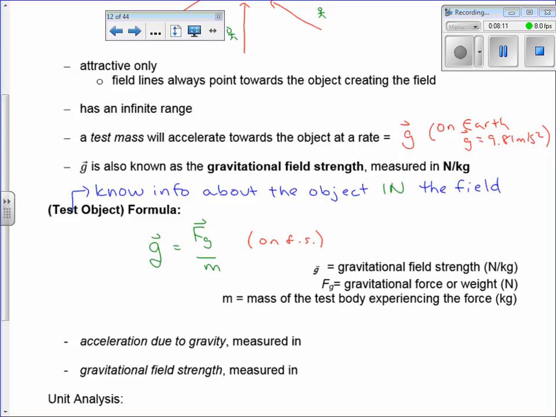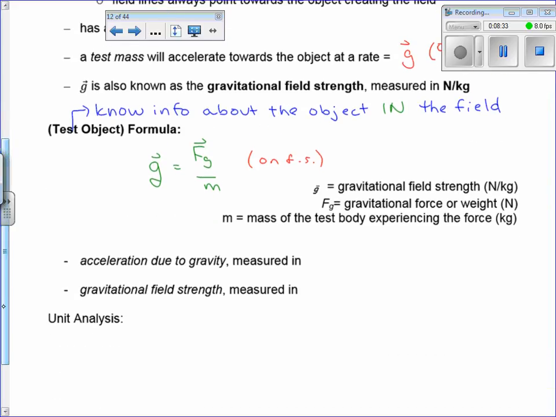So g is your gravitational field strength in newtons per kilogram. It can also be written in meters per second squared. Typically we use meters per second squared when the object's accelerating, like when we did vertical dynamics. When we're just talking about field strength, newtons per kilogram is a little bit clearer, but the units are the same. One is just in fundamental units and one isn't. Fg is gravitational force or the weight. And m is the mass of the test body experiencing the force.